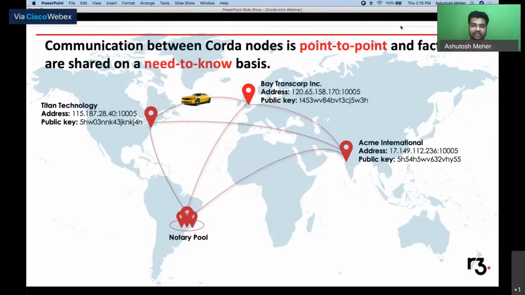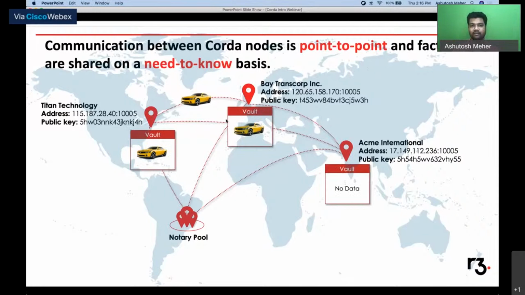So in this example that I'm showing you, we have Titan Tech, we have Baytranscorp, and we have Acme International, and there is a transaction happening between Titan and Baytranscorp. When this transaction is completed, the information about this transaction is only available with Titan and Baytranscorp. And as you can see, Acme International, who is in the network, has no information in his vault. Now, vault is generally the database which your node has, or the ledger, you could say.